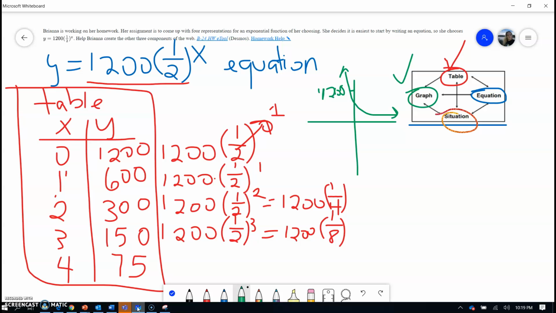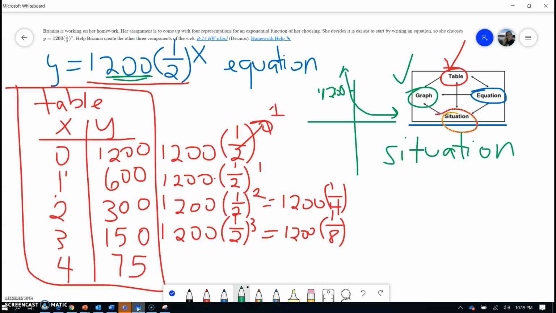So now let's talk about our situation. Our situation could be anything that makes sense in this case. So I want to think outside the box. You can think of something creative for yours, and you probably have some better ideas than me, but I'm trying to think of a situation that might start with a value of 1200, and then every time it changes, like every day or every minute or every week, it gets cut in half.